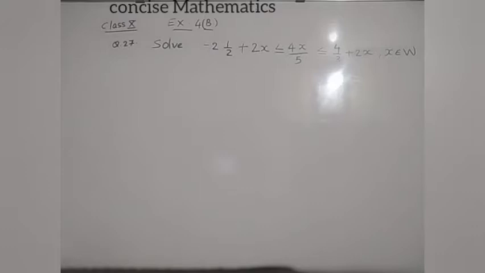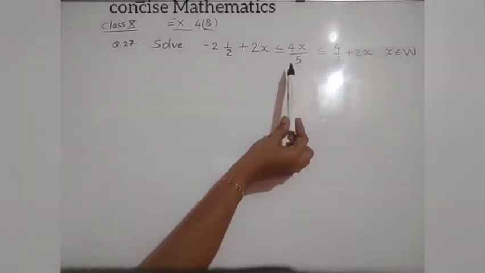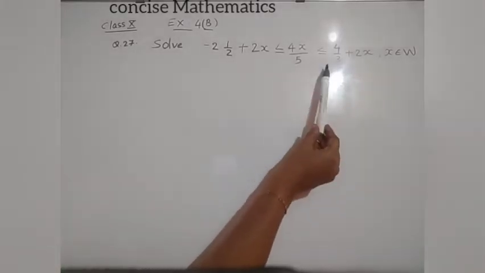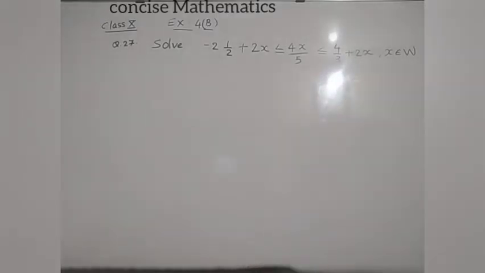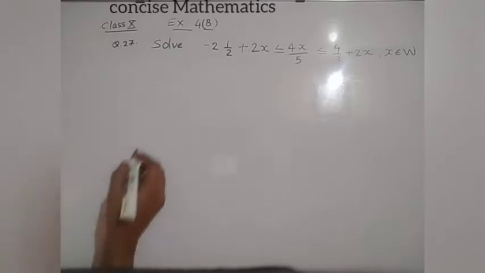Question 27 from exercise 4b. Solve the inequation: minus 2.5 plus 2x less than or equal to 4x by 5 less than or equal to 4 by 3 plus 2x, where x belongs to whole numbers. Graph the solution set on the number line.